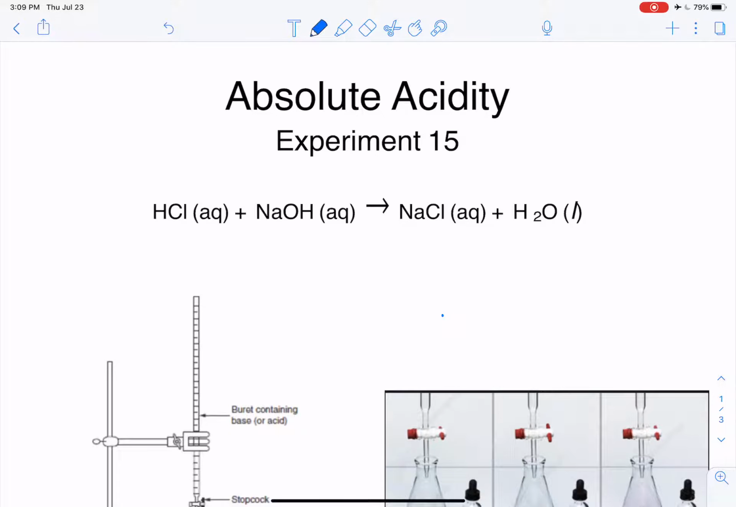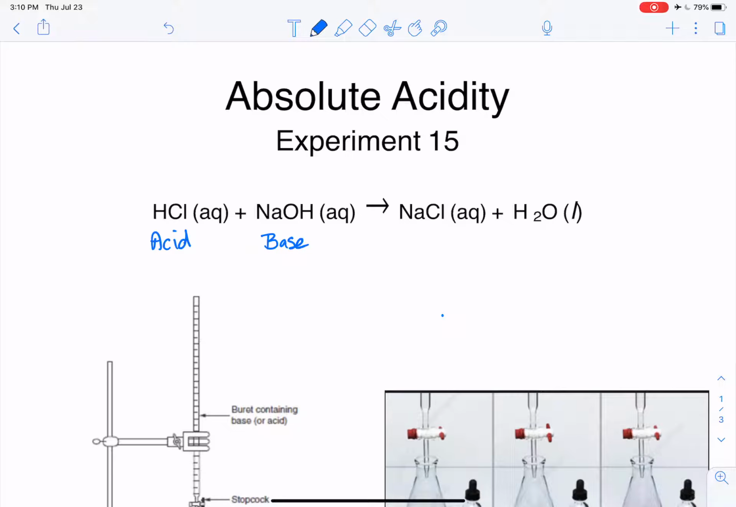Hi students, we need to talk about the absolute acidity lab, the one where we did titrations. So first I want to go over a very simple acid-base titration. And this is the hydrochloric acid and sodium hydroxide equation here. So the hydrochloric acid is our acid and the sodium hydroxide is our base.